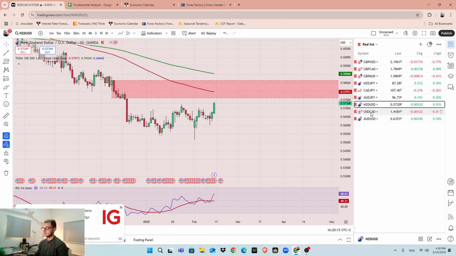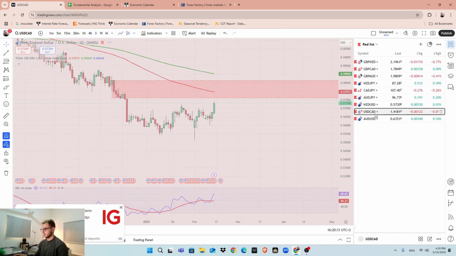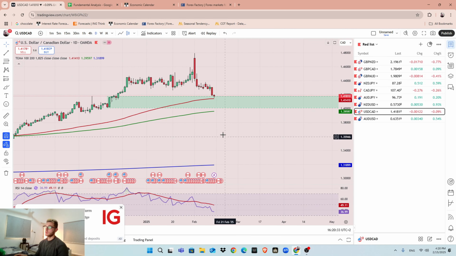So US dollar pairs, CAD, I will see the data of the CAD, and AUD I will see also the data of AUD, but NZD USD there is no data for the New Zealand dollar. If there is any data for the New Zealand dollar that supports a selling position, I will be looking to sell this pair.